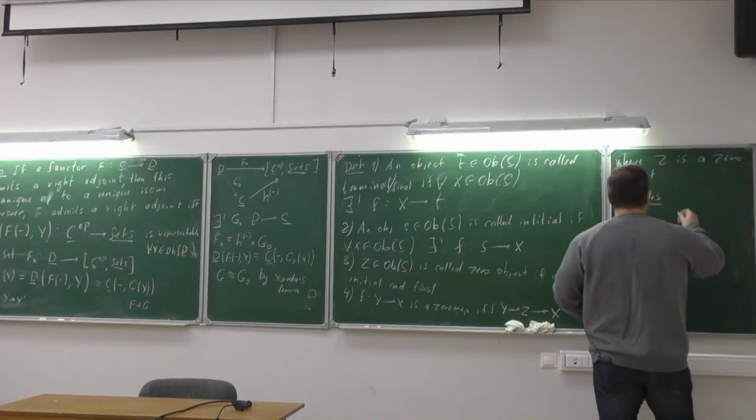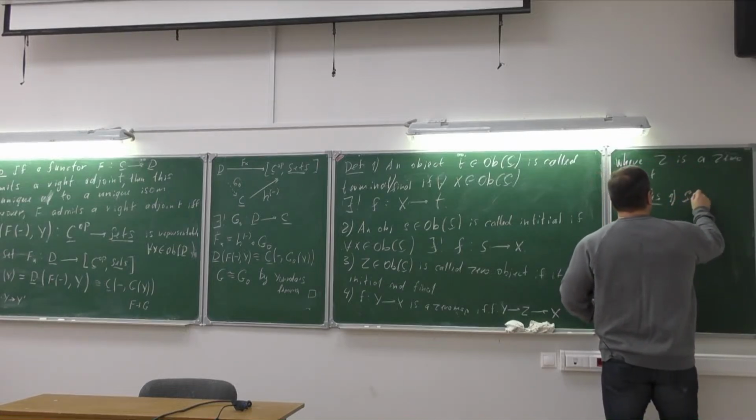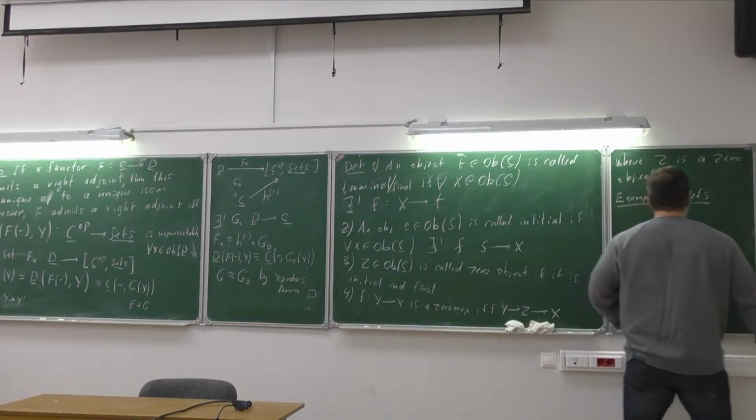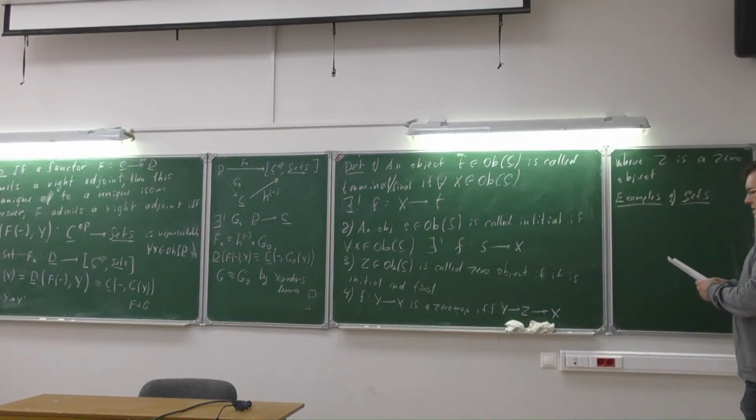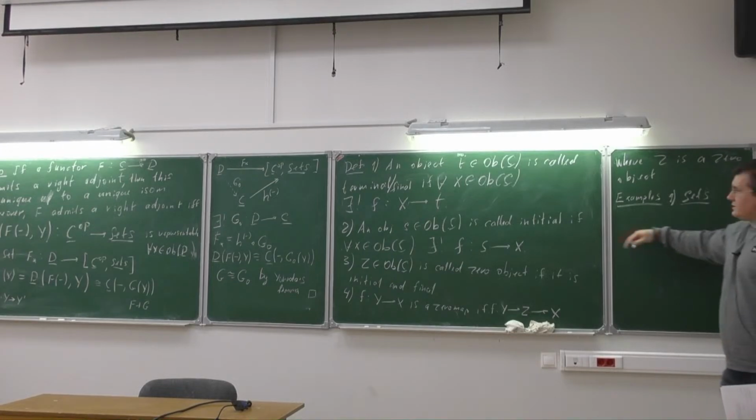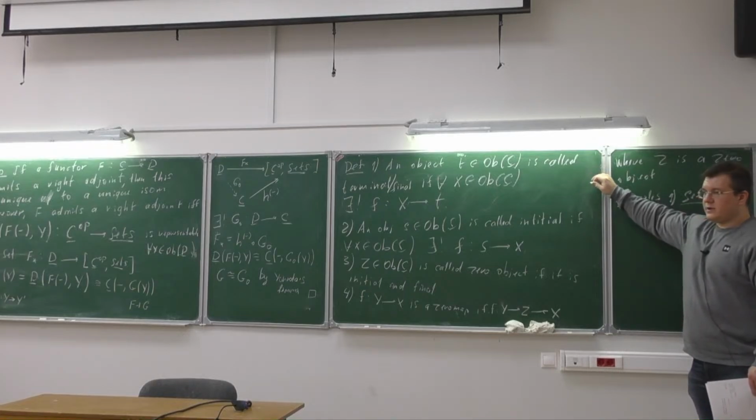So let's start with the simplest possible example, the category of sets. So in the category of sets, can you tell me, do we have an initial object, do we have a final object? And what are those objects, if they exist? Again, it's not necessarily true that in any category you have those objects. The existence of such two objects is an additional requirement.